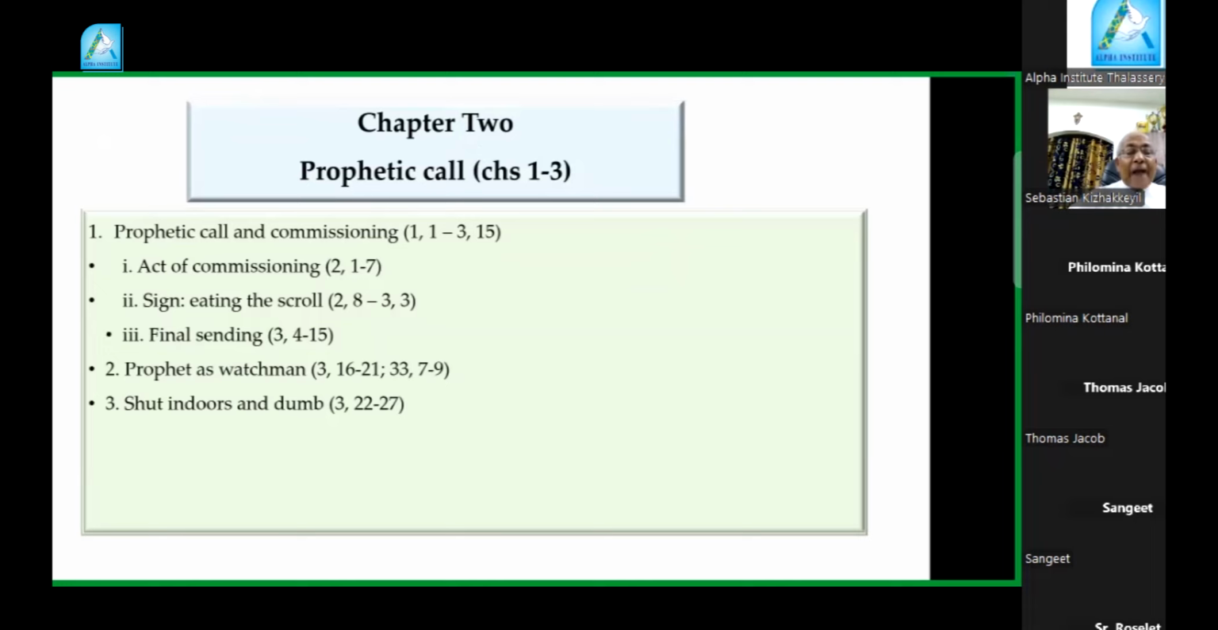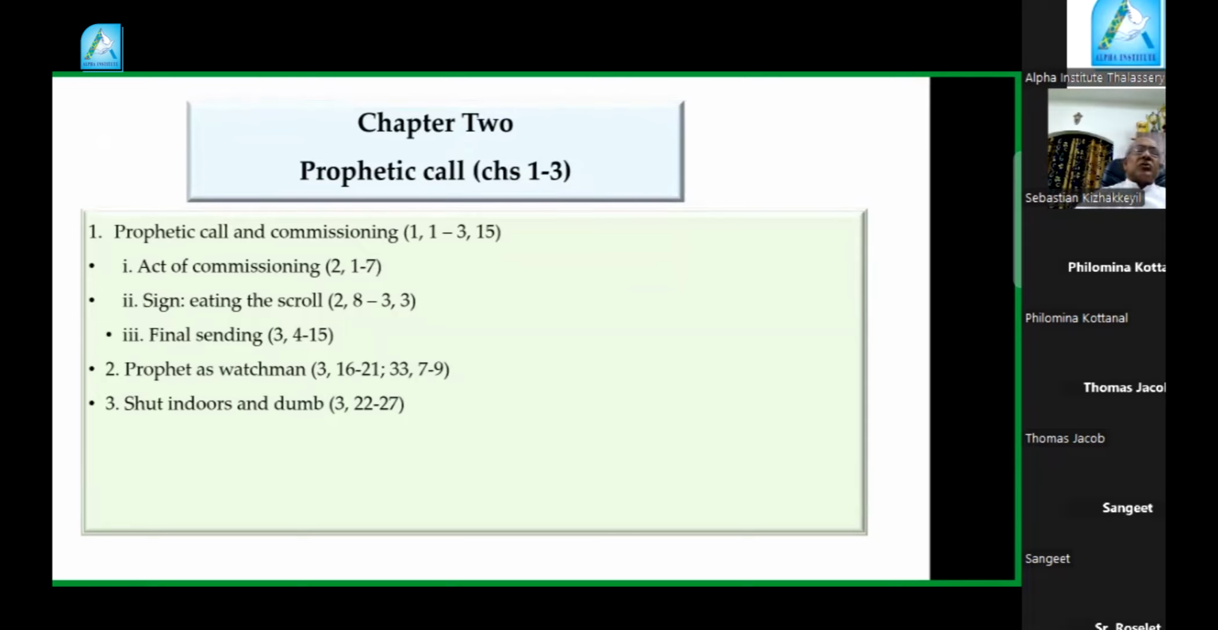In 2:1-7, we have the act of commissioning. Then we have a sign act. What is a sign act? You can look at the book, 2:8-3:3. If you have the Bible with you, open and see. In 2:8-3:3, we have a sign act.